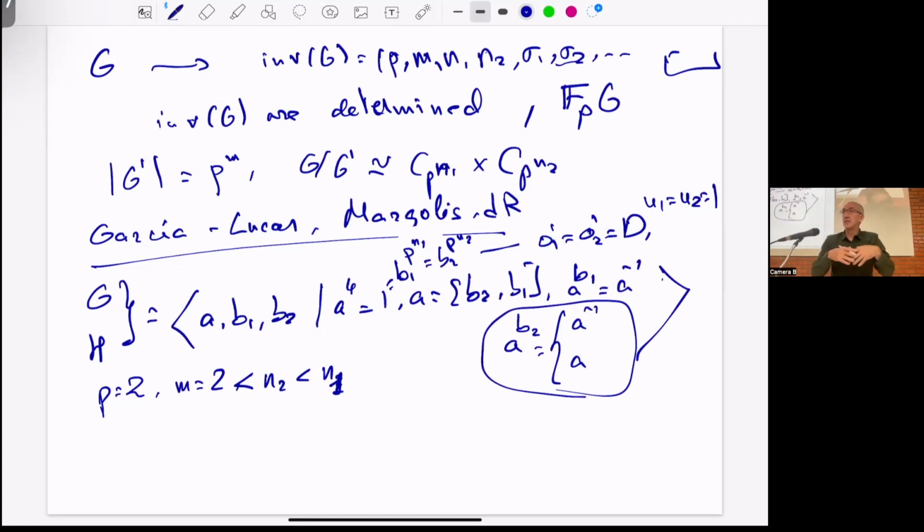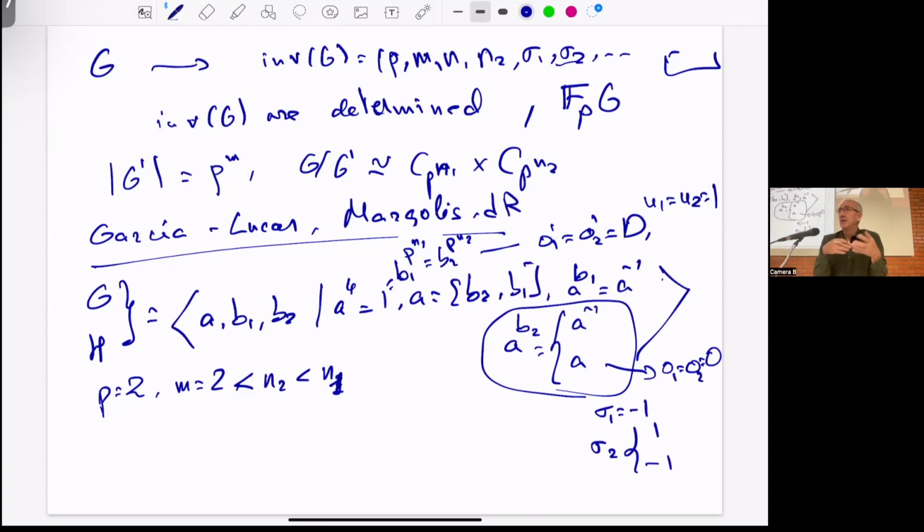You know that this associate other numbers, so O1 and O2 are also zero. But here the difference is, well, sigma one is also minus one, and sigma two, one of them is one and the other is minus one. So then we know that the groups are not isomorphic.